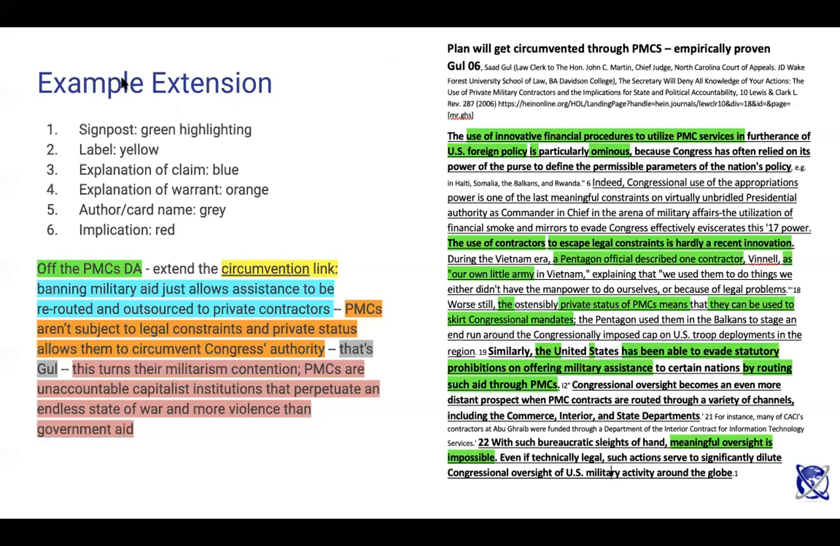So here I have a sample extension. This is the piece of evidence that we were reading, and that would have been in the 1NC, the first negative constructive speech. I'm not going to go into the details of this topic because it was basically about military aid and offering assistance to other countries with military weapons and aid and all that kind of stuff.